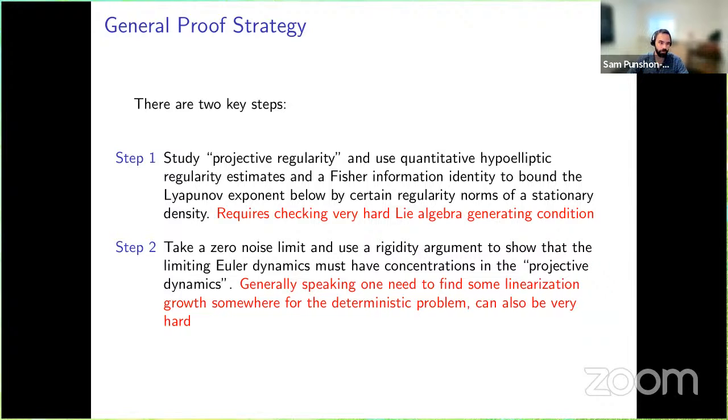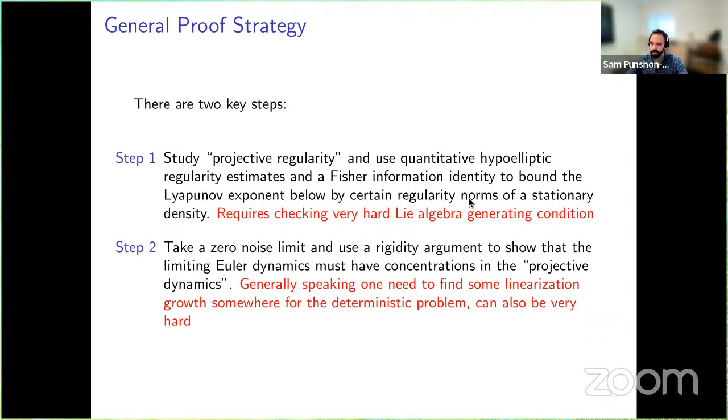Yeah, so we have this Fisher information identity, and there's going to be a very specific quantitative lower bound on the Fisher information that we can get from the hypoellipticity assumption. But in order to do this, it requires checking an extremely hard Lie algebra condition. In fact, that matrix Lie algebra property is not easy to check in general. If you have a model of interest, it takes quite a lot of computation. In some ways, it's not really even possible to do by hand in most systems of interest.